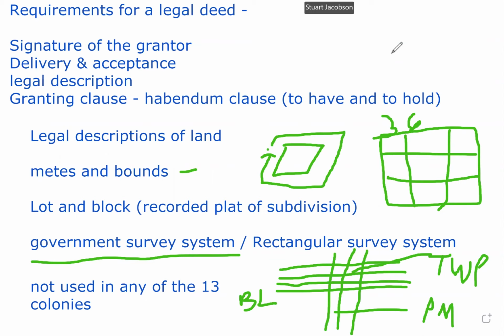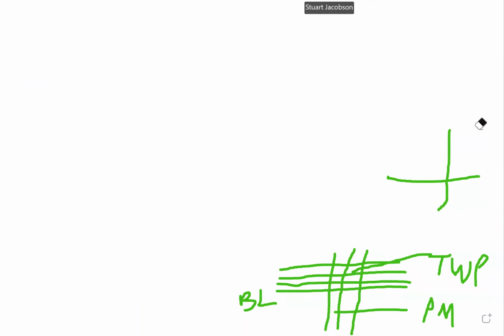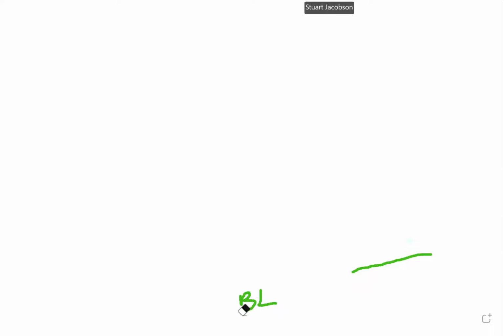So now we're going to get into the different types of deeds. A township is 36 square miles because there's 36 sections that are 1 square mile. Each section is 1 square mile. So the township is the bigger one, with 36 square miles, and a section is 1 square mile. So we need all the space we can get right now. We're going to talk about the different types of deeds.